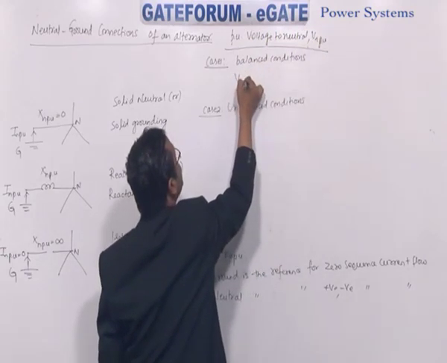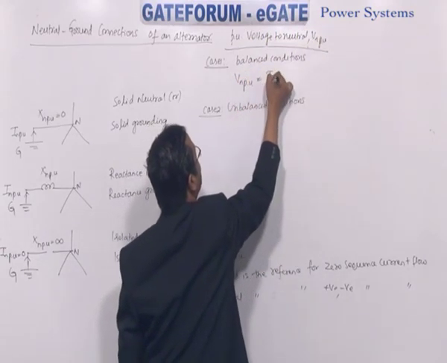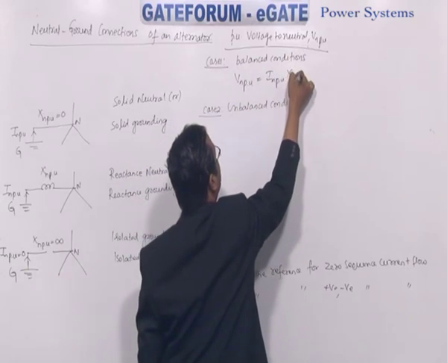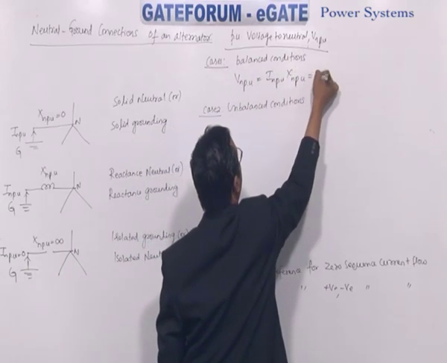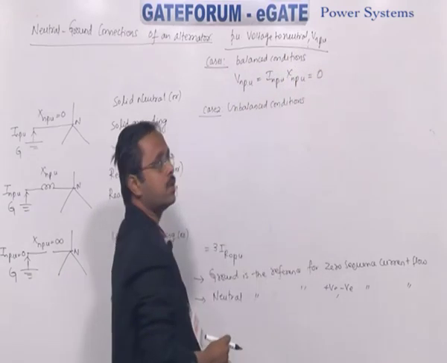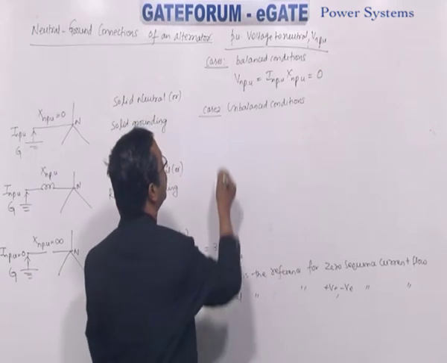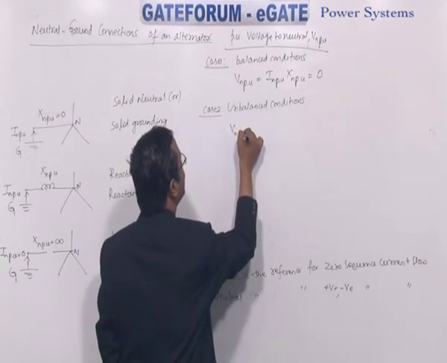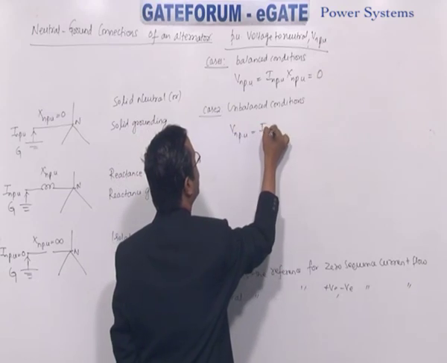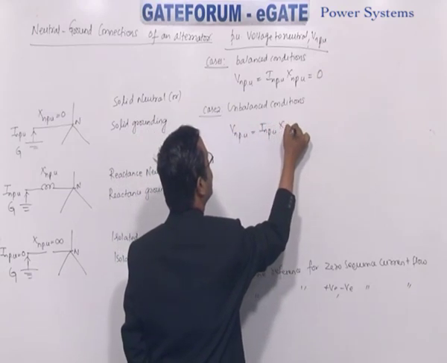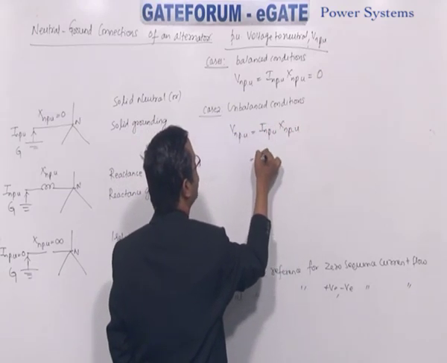So how to write what is Vn per unit? The neutral current multiplied with the neutral reactance. Neutral current 0, so Vn also 0. For unbalanced conditions, formula is the same. But how much Vn is?